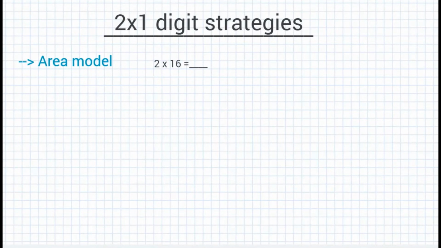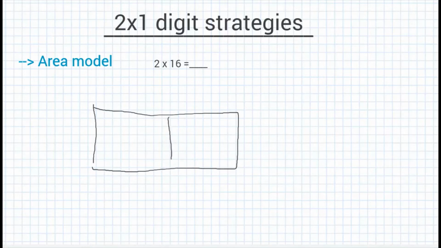For our first strategy, we have area model, which is for 2 times 1 digit strategies. So for our practice equation, we have 2 times 16. Okay, so to start, you want to make a box with 2 squares, just like that.